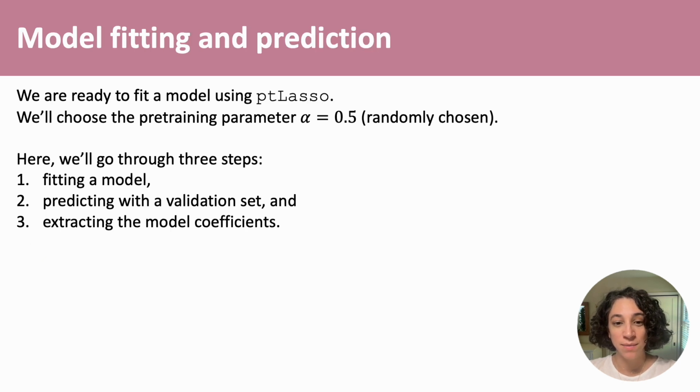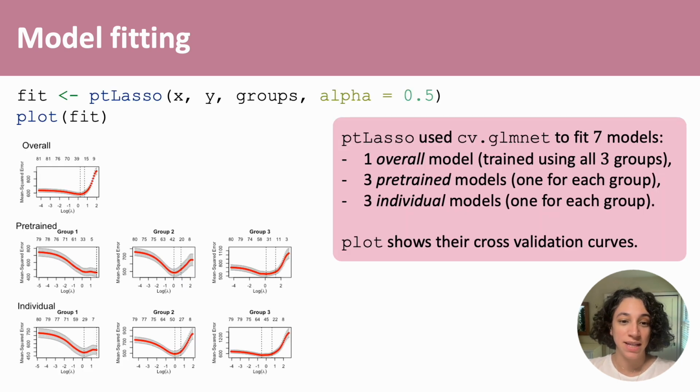Now we're ready to fit a model using ptLasso. We'll choose the pre-training parameter alpha equals 0.5, though this is really just a random choice for this example. We'll go through 3 steps: model fitting, model prediction, and then extracting the model coefficients. Here's how we call ptLasso. We pass in our features X, our response Y, our group indicator groups, and a specification for which value of alpha we'd like to use.